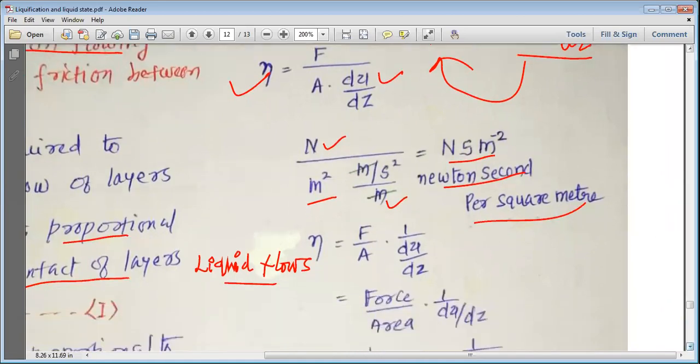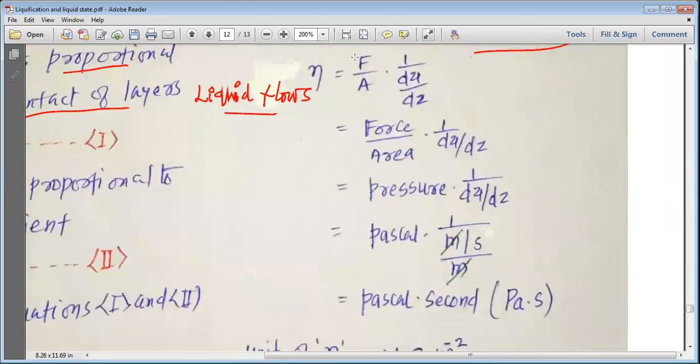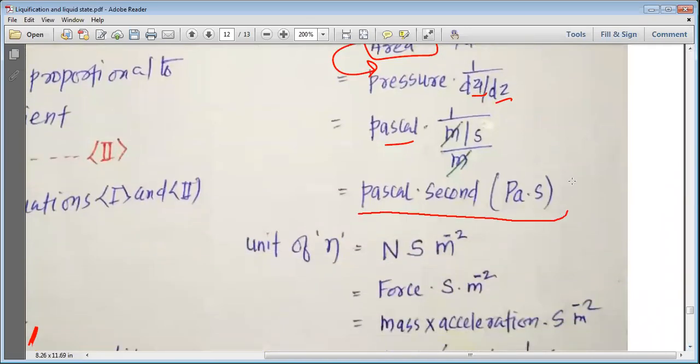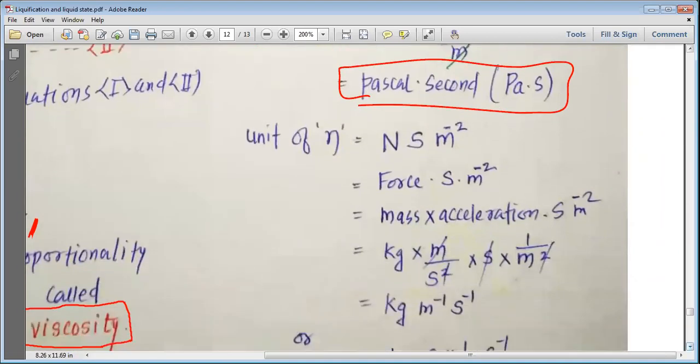Let us understand the other units, my dear students. Eta is equal to F by A into 1 upon du by dz, that is force divided by area into 1 upon du by dz. Force divided by area can simply be written as pressure. So it is pressure into 1 upon du by dz. Pressure is measured in Pascal. Du is meter per second, sorry, not square, and your distance between two layers is in meter, and thus we finally get Pascal into second. This is again one of the units for eta, that is the coefficient of viscosity.